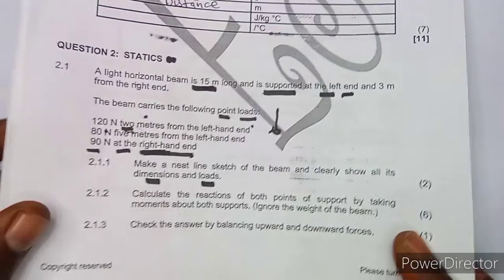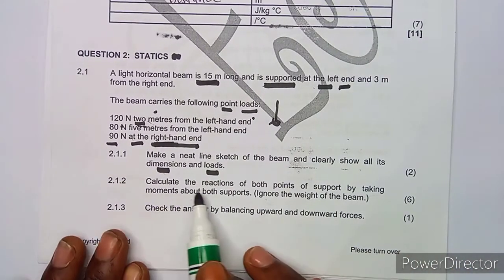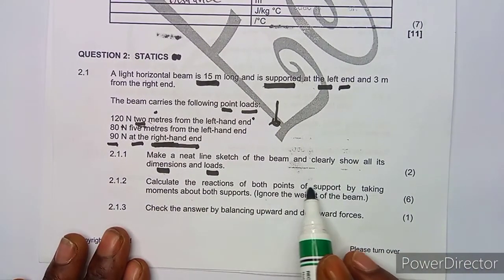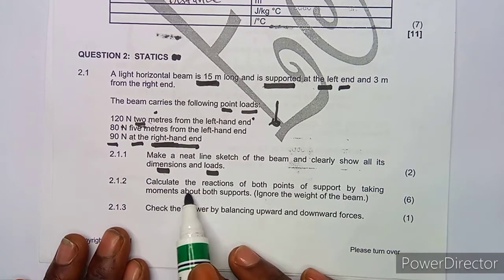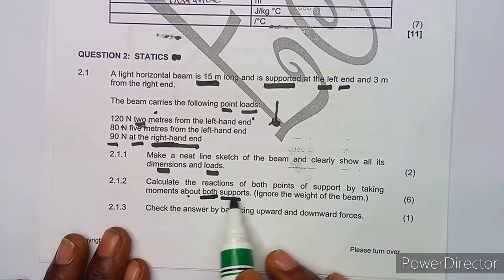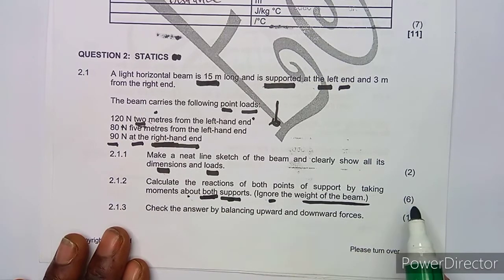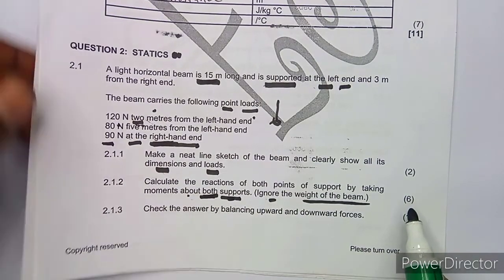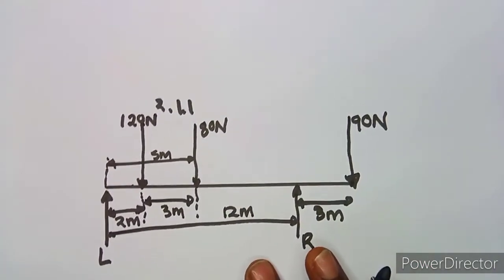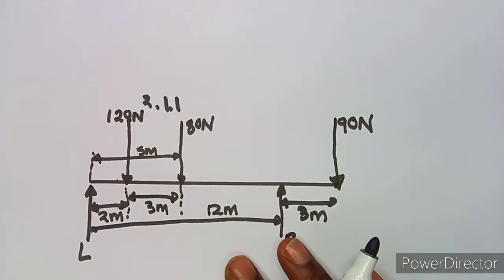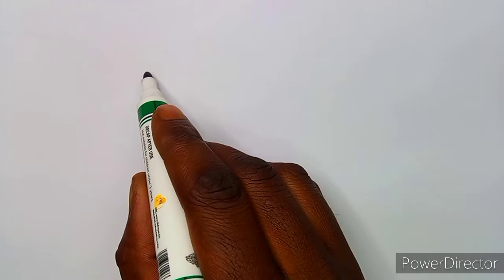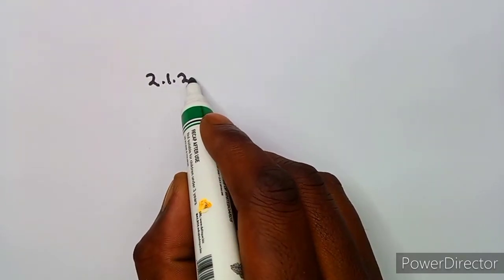Okay, then let's see 2.12. Calculate the reactions at both points of support by taking moments about both supports. So these moments are supposed to be taken for both. Ignore the weight of the beam. Okay, so we shall take this, that is 2.12.